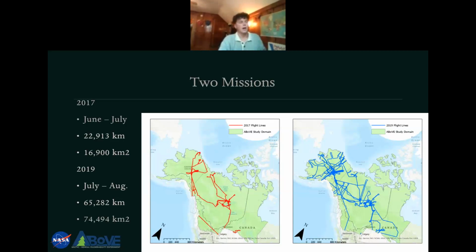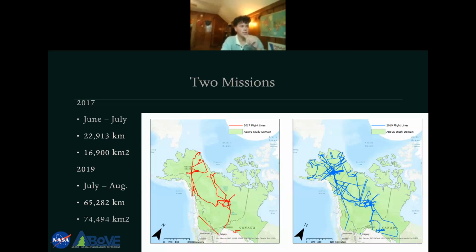And so we had a lot more flights going a lot further in 2019. That's 65,000 kilometers versus 17,000 kilometers in 2017. Also, a different plane carried the sensor each year. So in 2017, it was flying lower to the ground at about 28,000 feet versus 41,000 feet in 2019. And this affects the swath width of the data that was produced. So we have a smaller swath in 2017 of 1.8 kilometers versus a 2.5 kilometer swath in 2019.